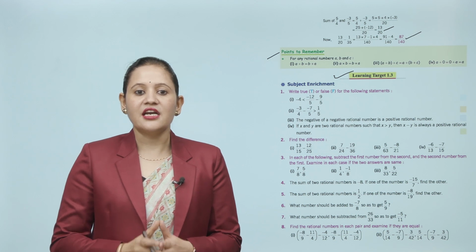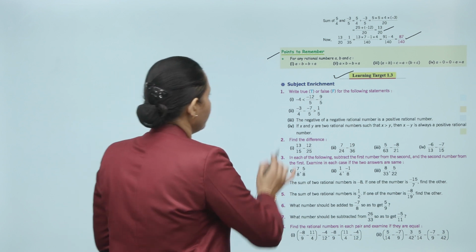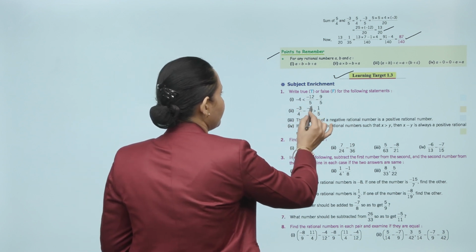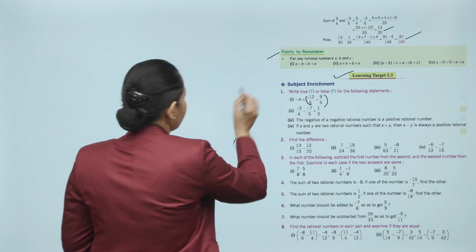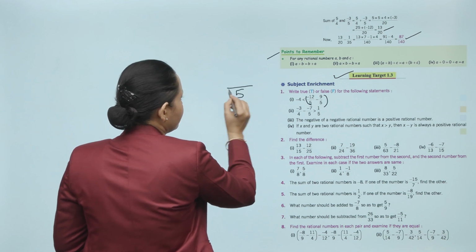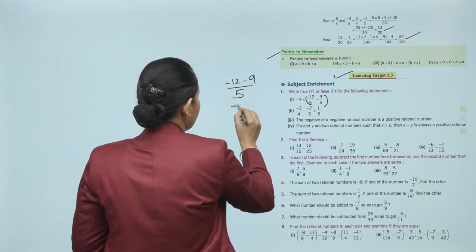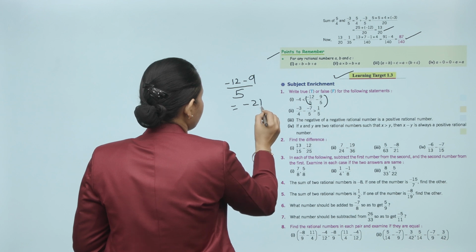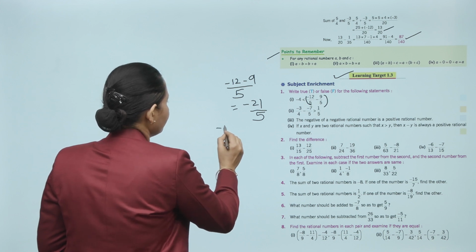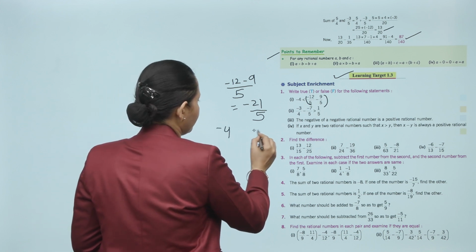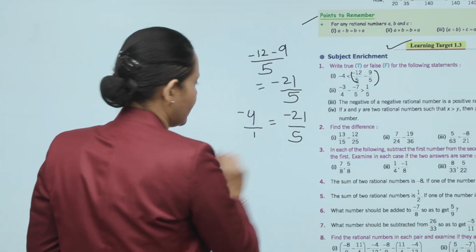Subject enrichment. Write T for true and F for false for the following statement. Here, minus 4 is less than minus 12 upon 5 and minus 9 upon 5. So let's solve this portion and see. The denominator will be 5, minus 12 and minus 9, that is minus 21 upon 5. Now you have to compare minus 4 and minus 21 upon 5. So here nothing, you can write 1.